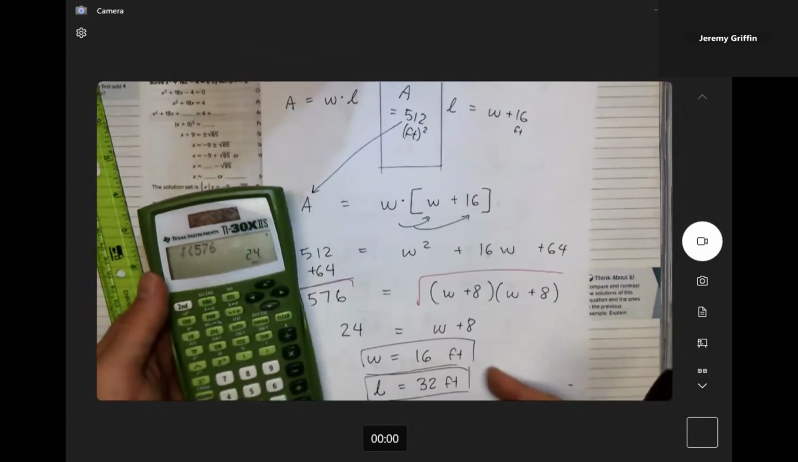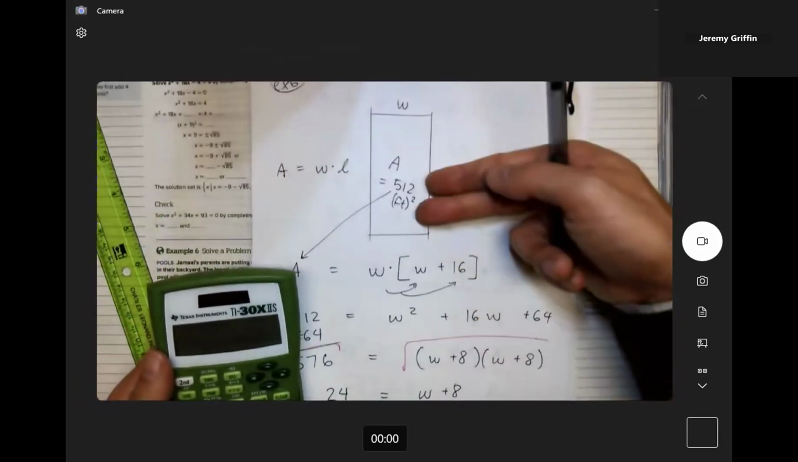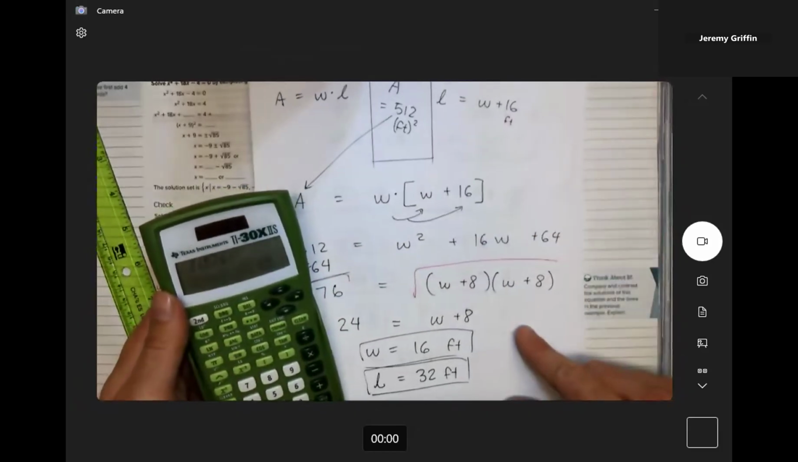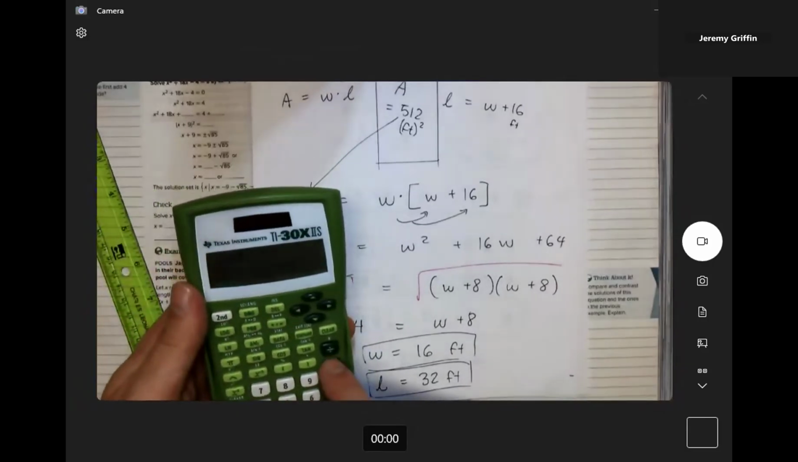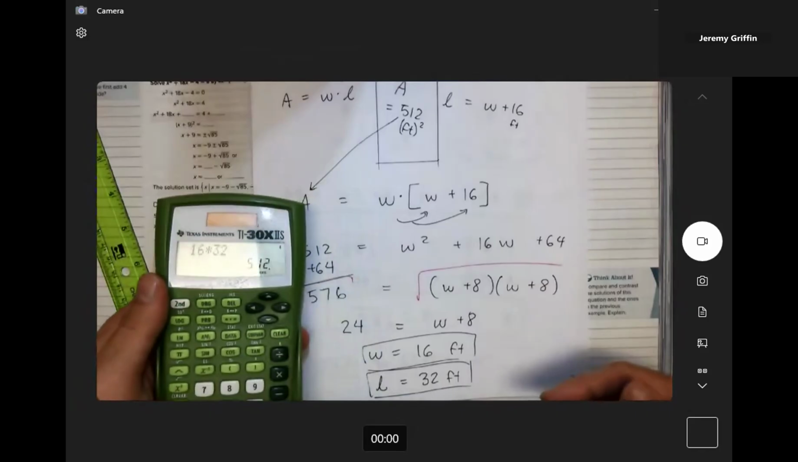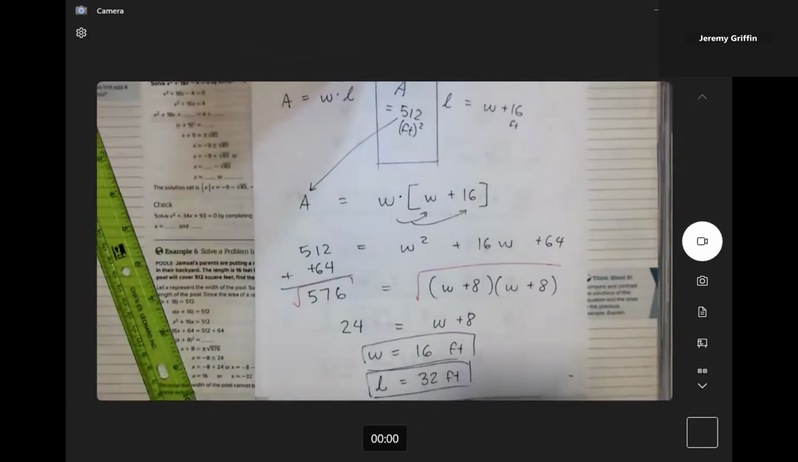To check my answer, couldn't I check by saying if I multiply length times width, I should get back to 512 square feet? Let's see if that's true. If it is, then we're definitely good. What is 16 times 32? Yep, it's definitely 512. So we are good. That's the dimensions right there, width and length.